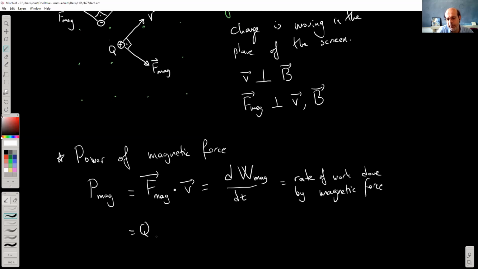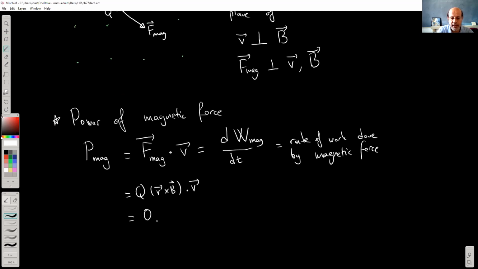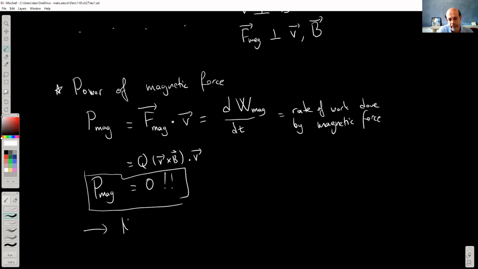But since the force is a cross product, and the cross product is perpendicular to the velocity, force is perpendicular to velocity, so therefore their dot product is going to give you zero. Right? So that's actually quite a striking thing. It basically tells you that the magnetic force doesn't do any work.